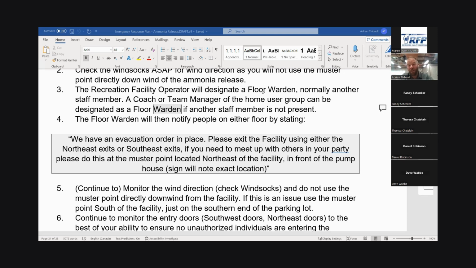So you want to stay away from downwind. And if that means you have to change muster points entirely, like you've got two muster points and at both of them you're smelling ammonia, then you've got to go somewhere else, right?